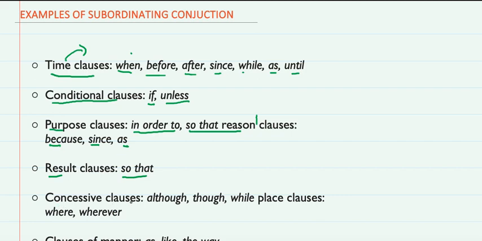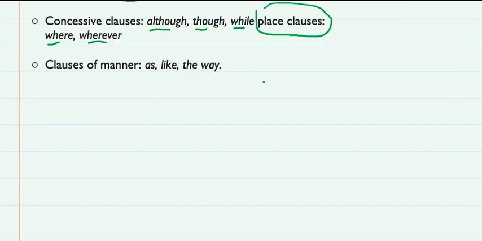Concessive: when you say concessive, when you are conceding, you are admitting something. Although, though, while. We also have place clauses: where, wherever. These are all subordinating conjunctions that we can use in our essay. The last one is manner. For manner, we have as, like, the way.